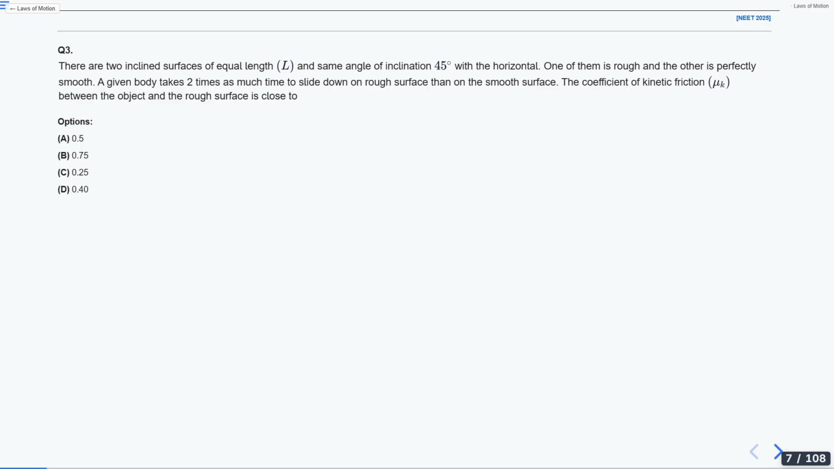The question says that there are two inclined surfaces of equal length L and the same angle of inclination, 45 degrees. So if we have two inclined surfaces like this, one of them is rough and the other is perfectly smooth. A given body takes 2 times as much time to slide down the rough surface than the smooth surface. We are told to find the coefficient of kinetic friction between the object and the rough surface.